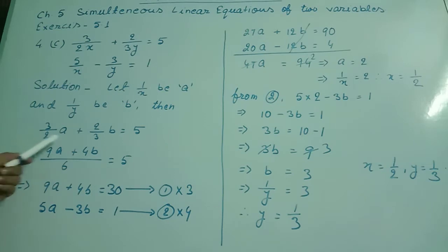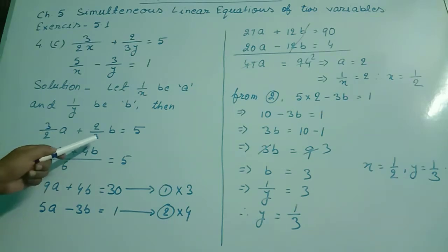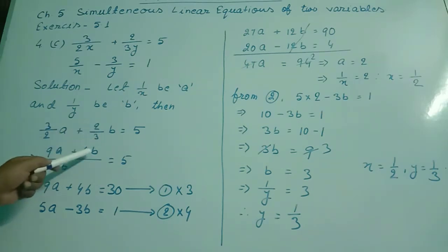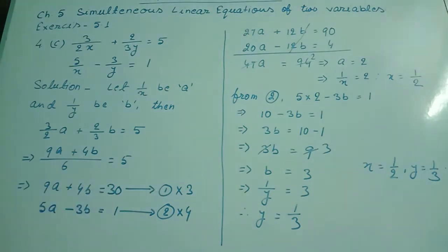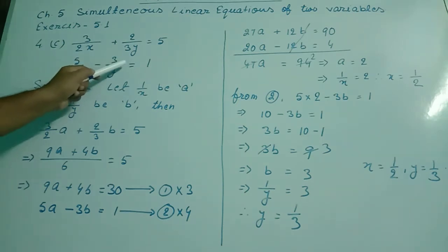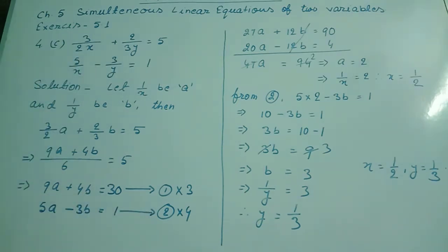So I took the LCM of 2 and 3, it became 6. 2 3s are 6, 3 3s are 9a plus 3 2s are 6, 2 2s are 4b equal to 5 into 6 is 30 by cross multiplication. I considered this equation number 1. And equation number 2 is 5a, 1 by a is a, so 5a minus 3b equal to 1, equation number 2.